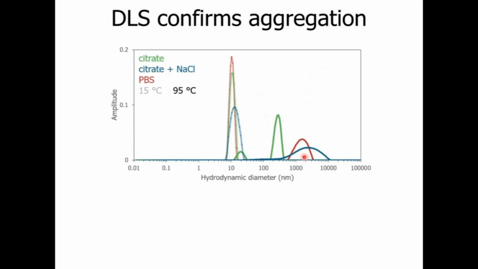Recording the DLS signal after the thermal ramp yields us an orthogonal confirmation of sample aggregation. Here in this case, the citrate condition in green shows some sample remaining at 11 nanometers, but in all 3 conditions, so citrate, PBS, and citrate with sodium chloride, we have a good amount of aggregates visible here, and some of these are really large, beyond the 1 micrometer size range.